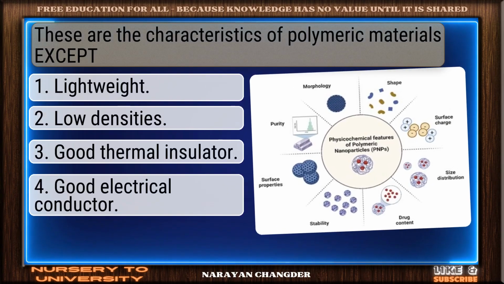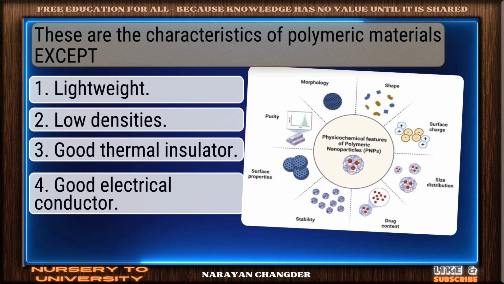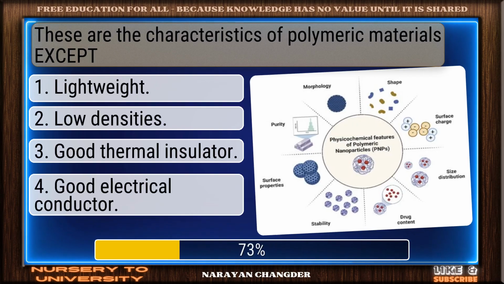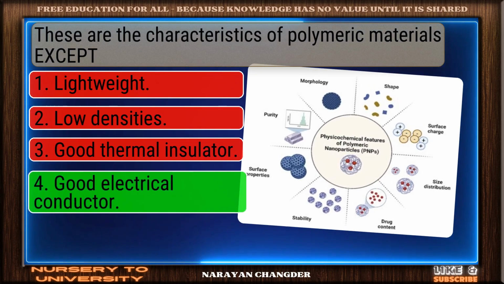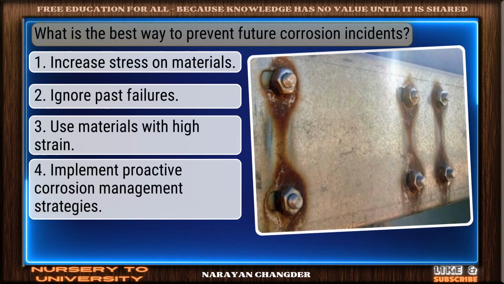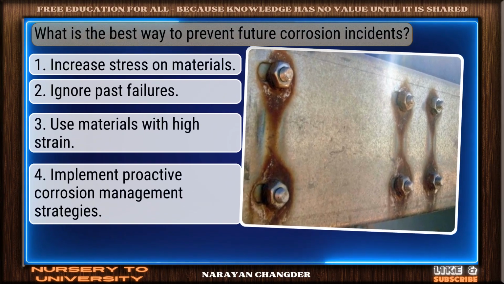These are the characteristics of polymeric materials except... Perfect. Good electrical conductor is the correct choice. What is the best way to prevent future corrosion incidents?